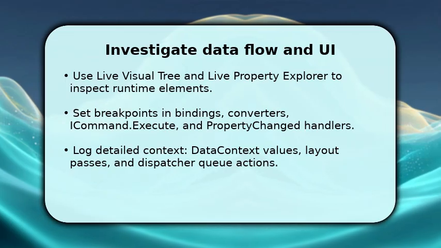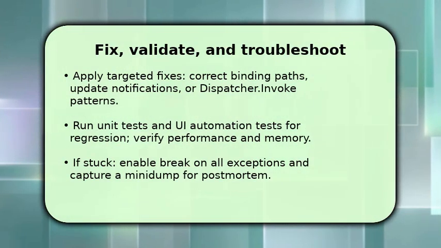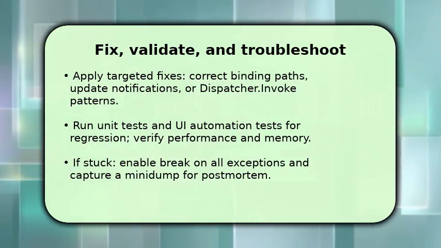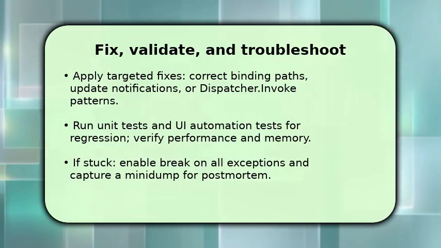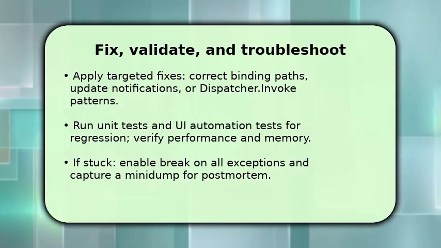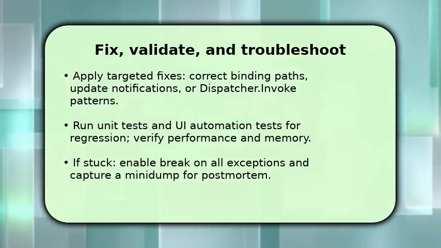Finish by applying focused fixes and validating behavior across scenarios. Correct binding paths, ensure INotifyPropertyChanged fires from the right thread, and use Dispatcher.Invoke or BeginInvoke where UI updates must be marshaled. Run unit and UI automation tests to catch regressions, profile memory and CPU to confirm performance.